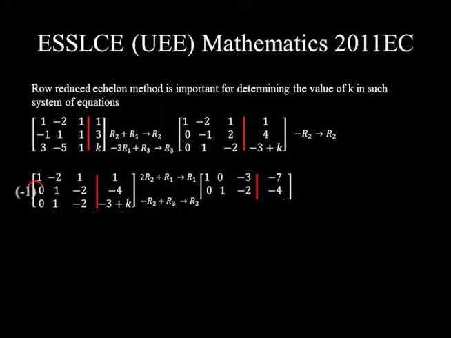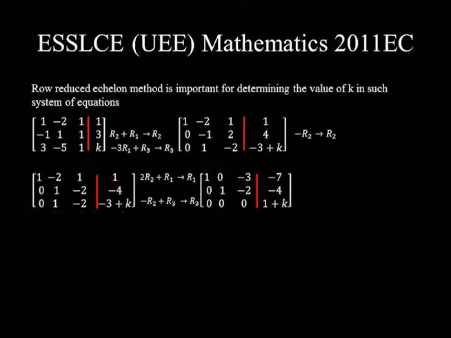Negative 1 times 0 is 0, 0 plus 0 is 0. Negative 1 times positive 1 is negative 1, negative 1 plus 1 is 0. Negative 1 times negative 2 is positive 2, positive 2 plus negative 2 is 0. Negative 1 times negative 4 is positive 4, positive 4 plus negative 3 plus k is 1 plus k.